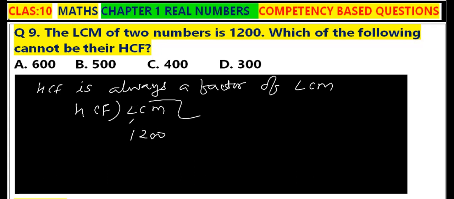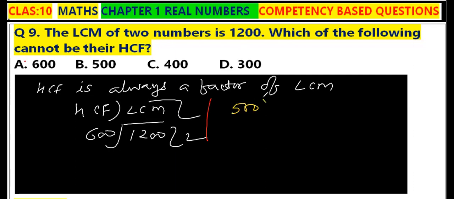And here the LCM is 1200. HCF is 600. Yes, it is 2. It is divisible. So 600 can be the HCF. In the second case, we take 500 and here the LCM is 1200. So 1200 is not exactly divisible by 500. So 500 cannot be the HCF of 1200. So 500 is the answer.